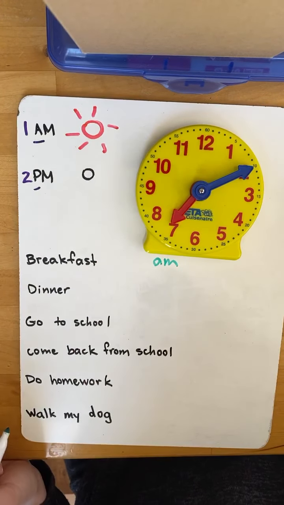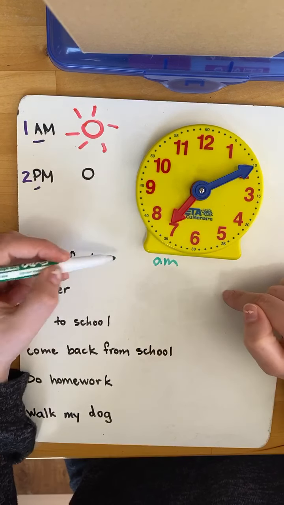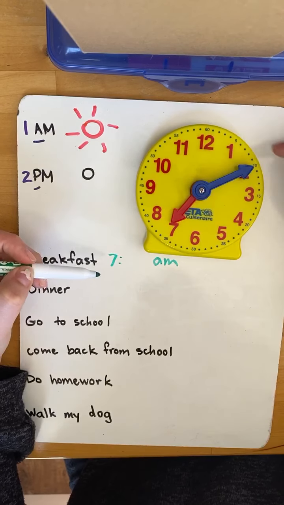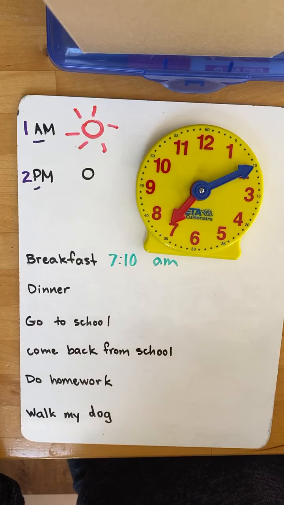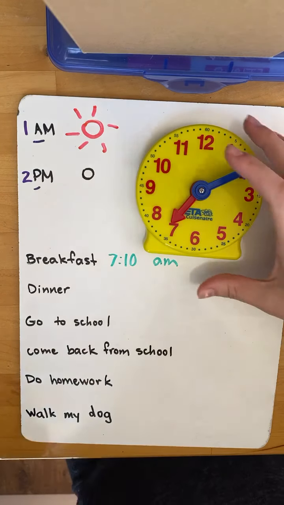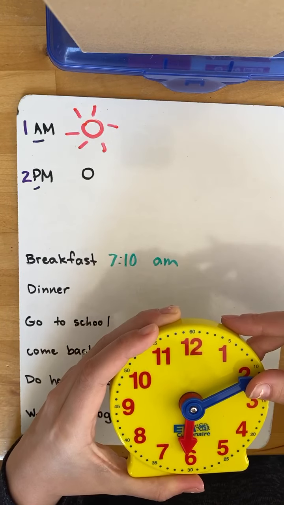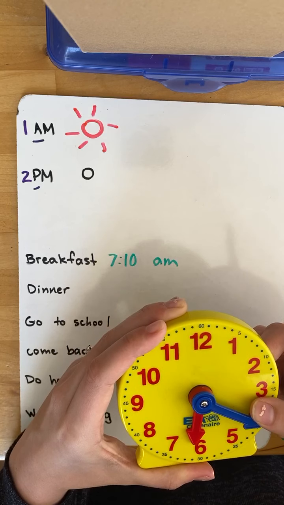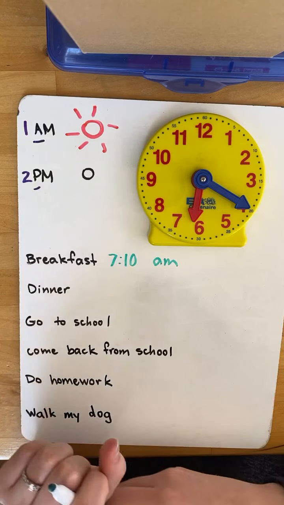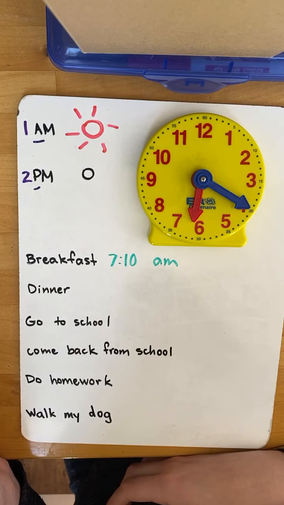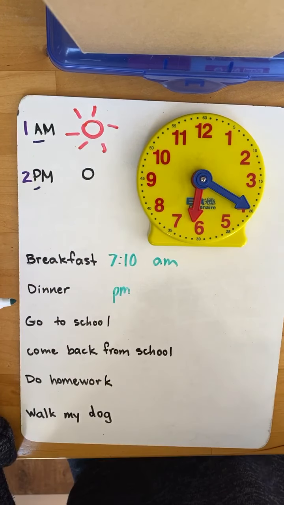AM. If I'm reading my clock, I know it is 7:10. It is 7:10 a.m. when I have my breakfast. What if someone said I had my dinner at this time? Dinner, would that be AM or PM? That would be PM because this is my second time around the clock.